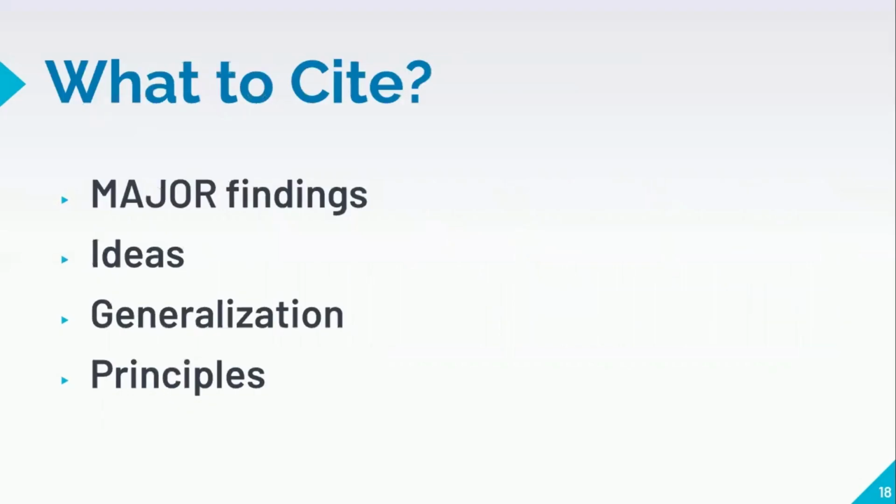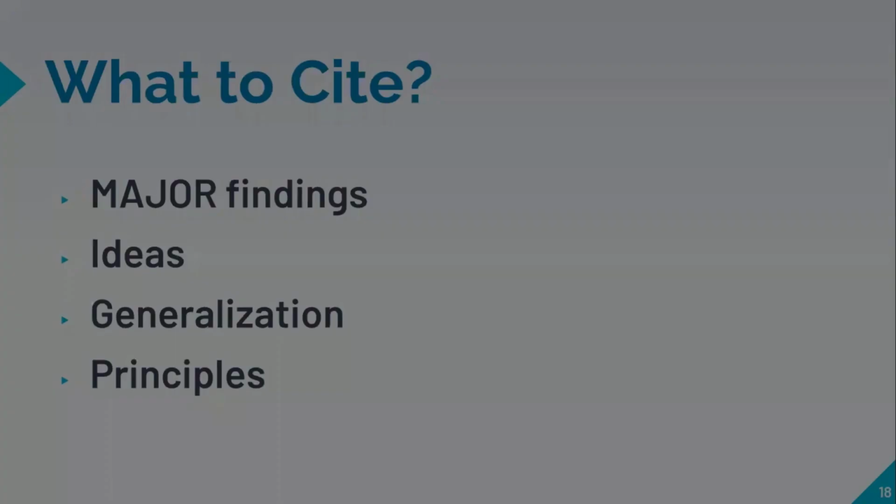What to cite? This is a common mistake of young researchers. They usually include almost all information from the related literature. It should be emphasized that only the major findings, ideas, generalizations, and principles in related materials relevant to your research should be discussed generally, such as findings, ideas, or generalizations that are summarized, paraphrased, or synthesized.